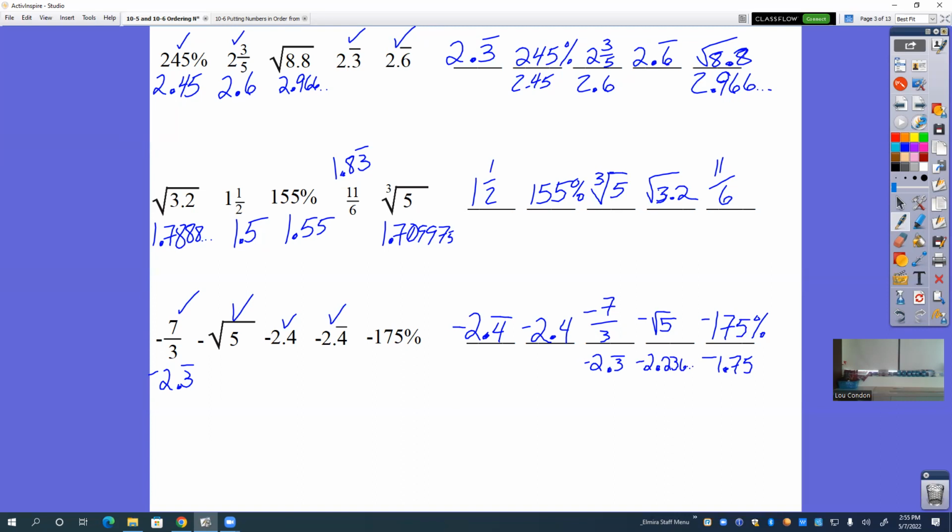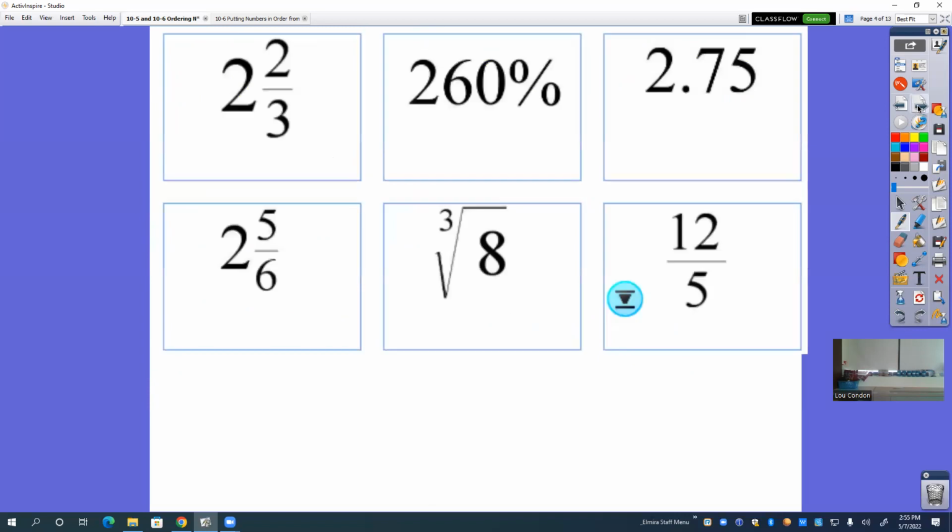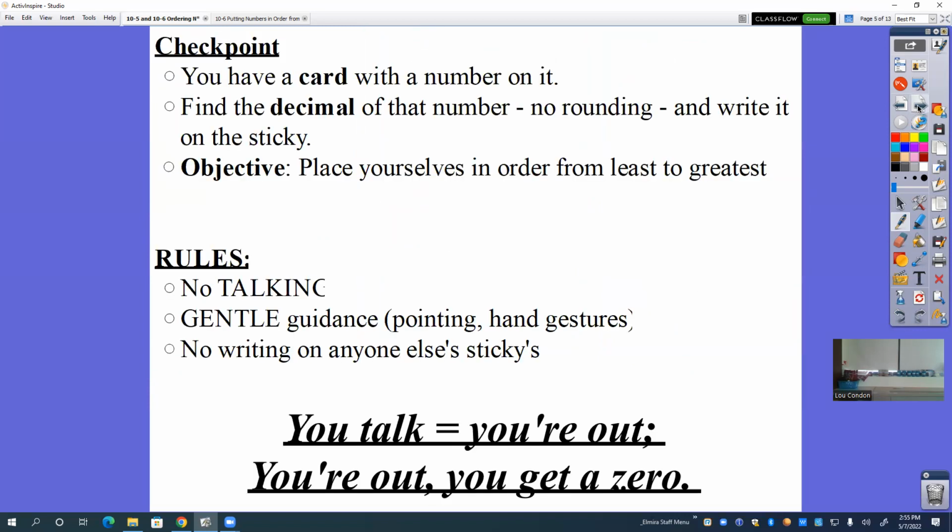So again, as you can see, negative numbers do work backwards. The bigger the negative, the lesser the value of the number because it's farther away from 0. Okay? All right, so that brings us to the end of our video.